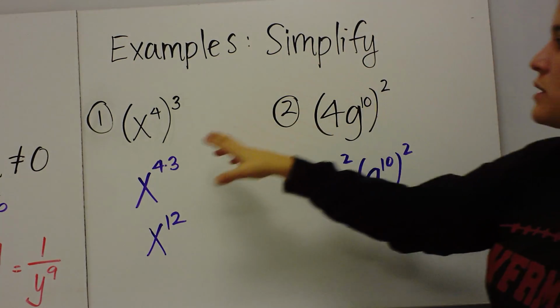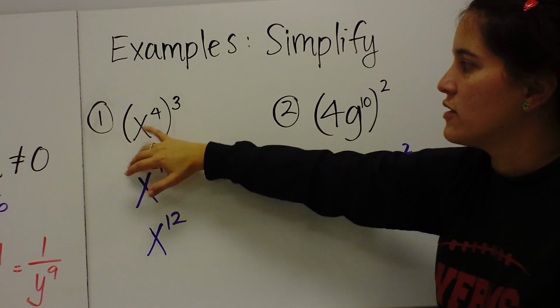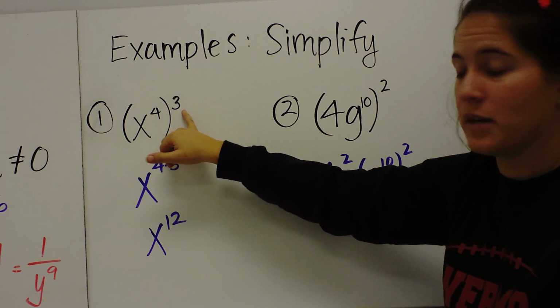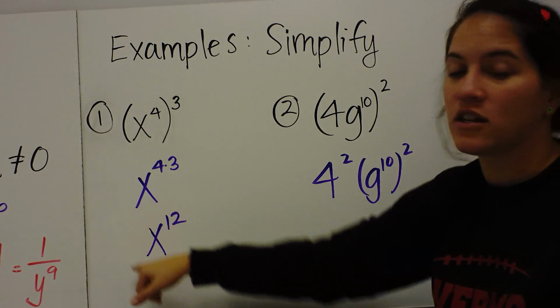Alright, so examples. Here we go. Example 1. X to the 4th raised to the 3rd. So this is a power to a power, and I'm going to multiply. 4 times 3 is 12, and so I get x to the 12th.